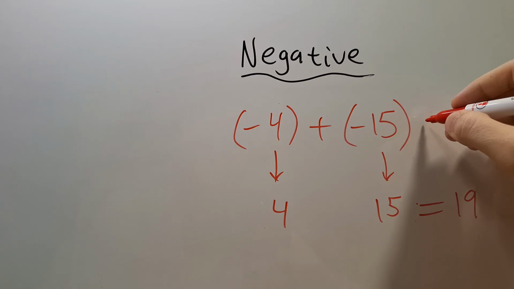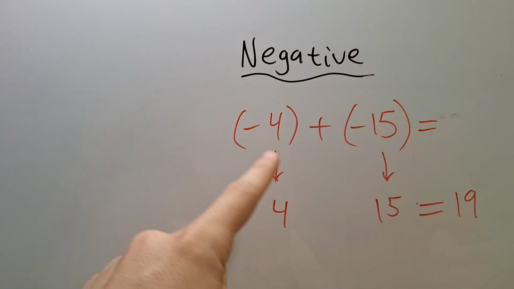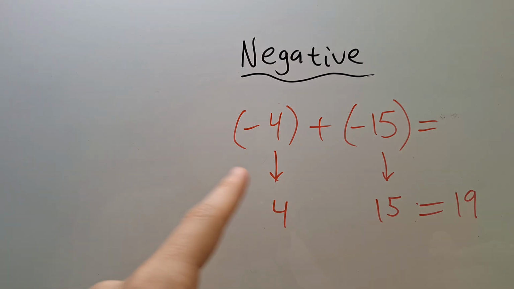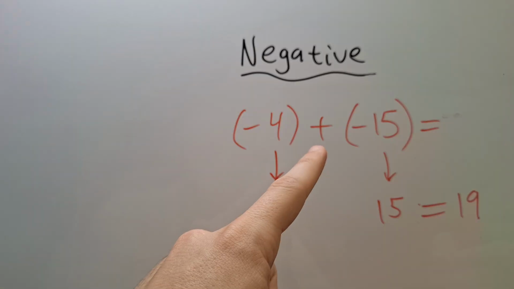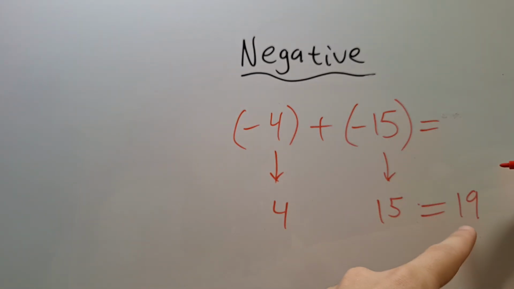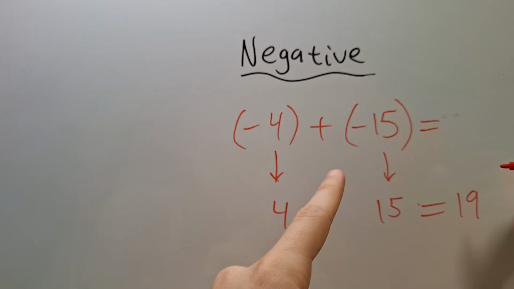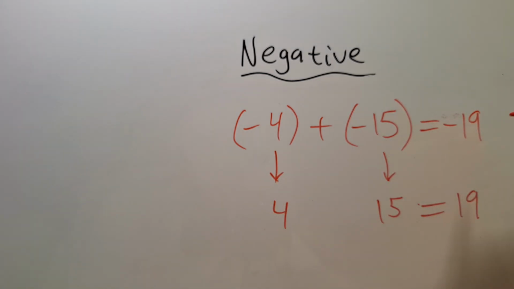Whenever you are adding numbers, and they all have the same sign, so if I'm adding 2 negative numbers, if I'm adding 5 negative numbers, or 100,000 negative numbers, the result will always be the same sign as the numbers being added. So 4 plus 15 is 19. -4 plus -15 is -19.